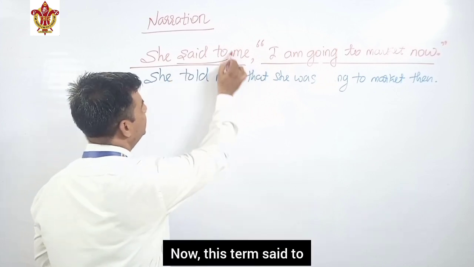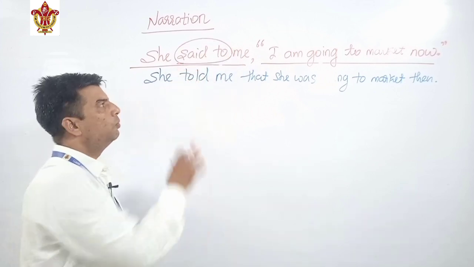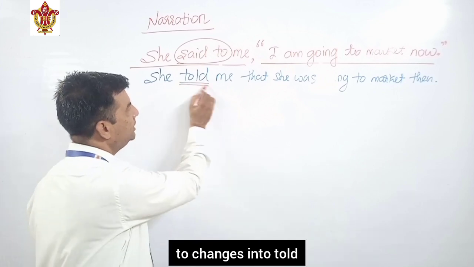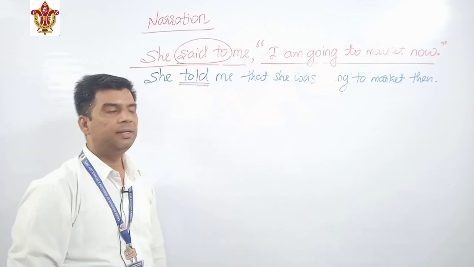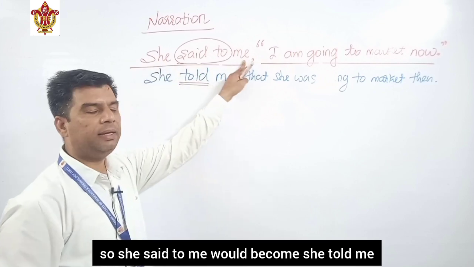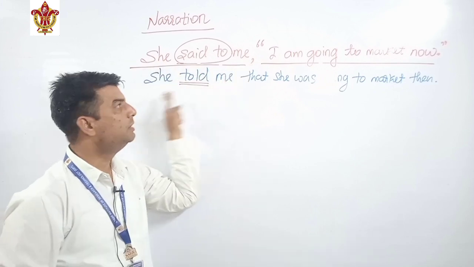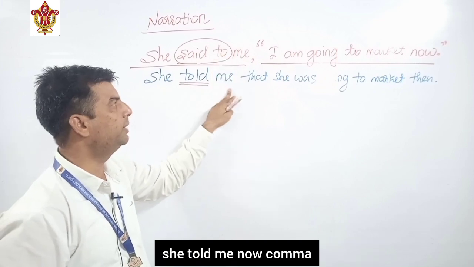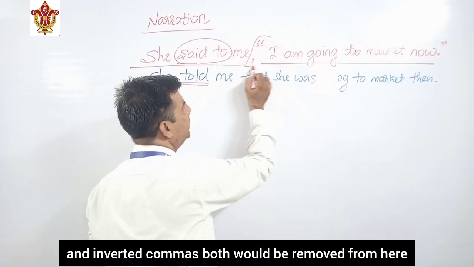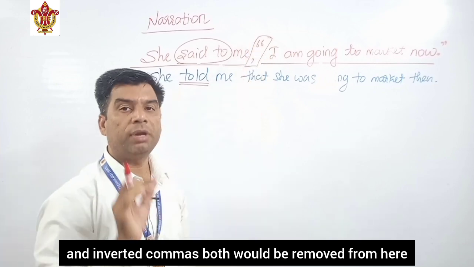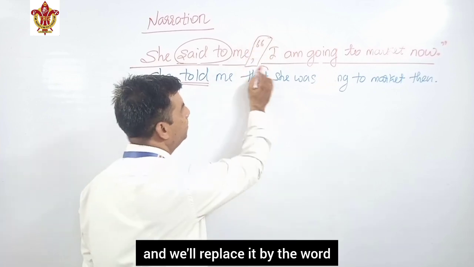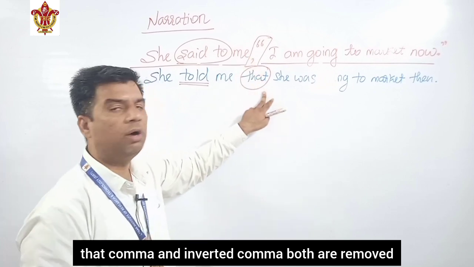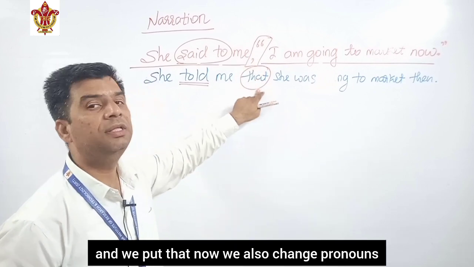Now this term said to: one person said, the other heard him. So said to changes into told. So she said to me would become she told me. We also remove the word to here. Now comma and inverted commas both would be removed from here, and we'll replace them by the word that.